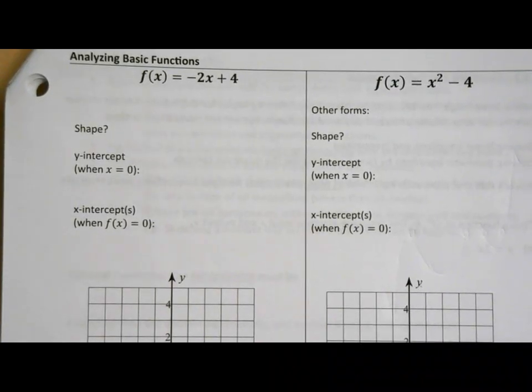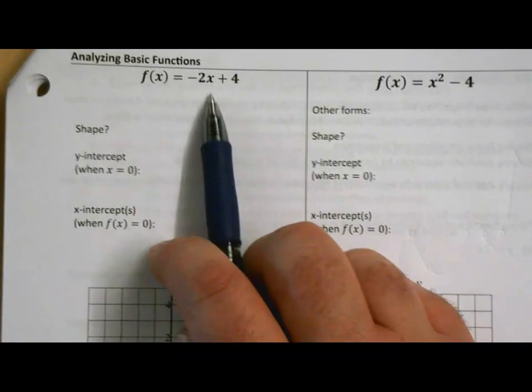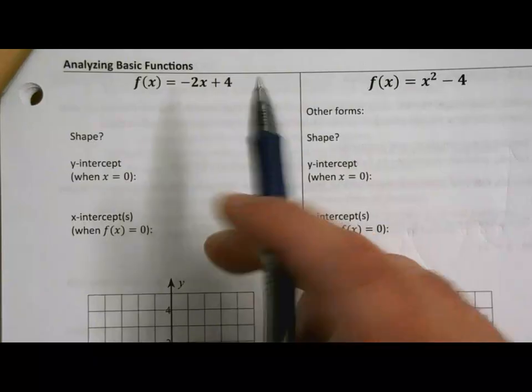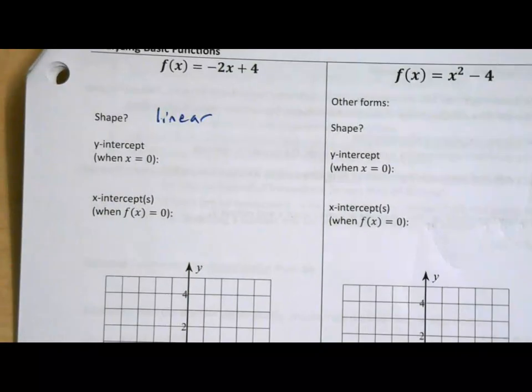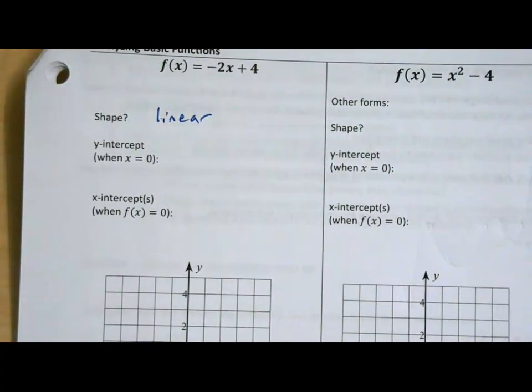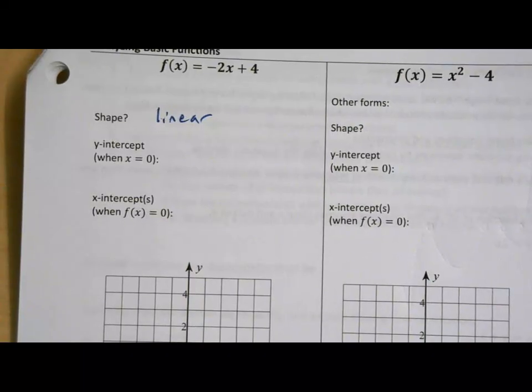Some of this you're going to be like, wow, this is going way back. What shape would this graph make? It's a line. It's a linear function. My expectation is that you guys know how to find the y-intercepts of any function algebraically. How do you find the y-intercept of a function algebraically?